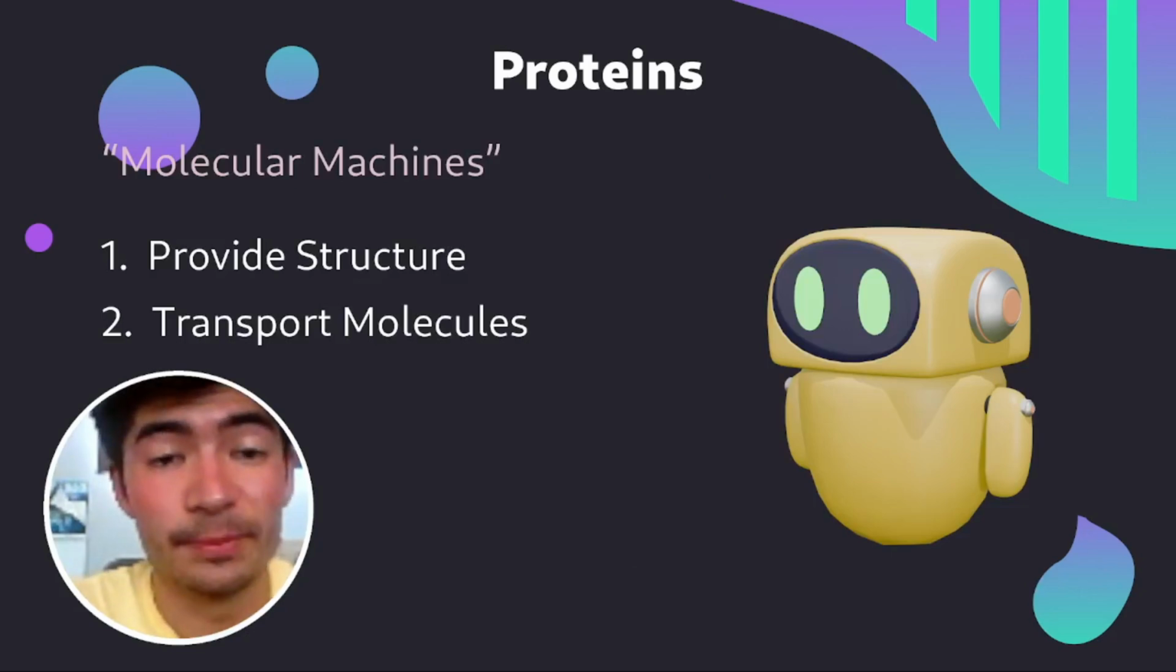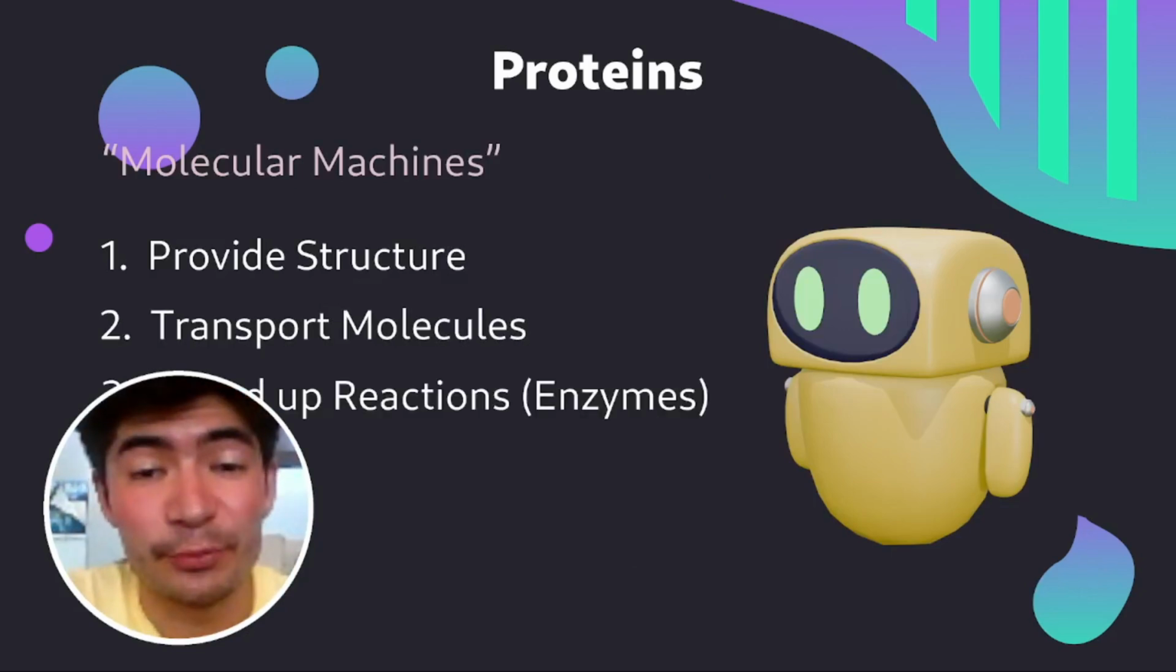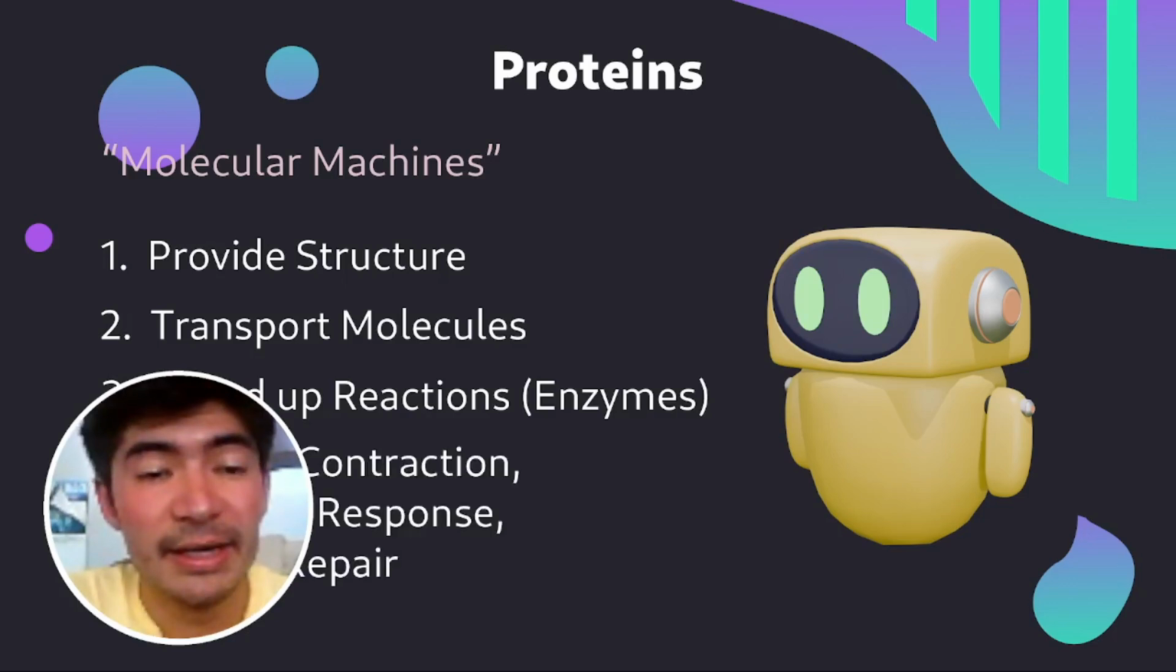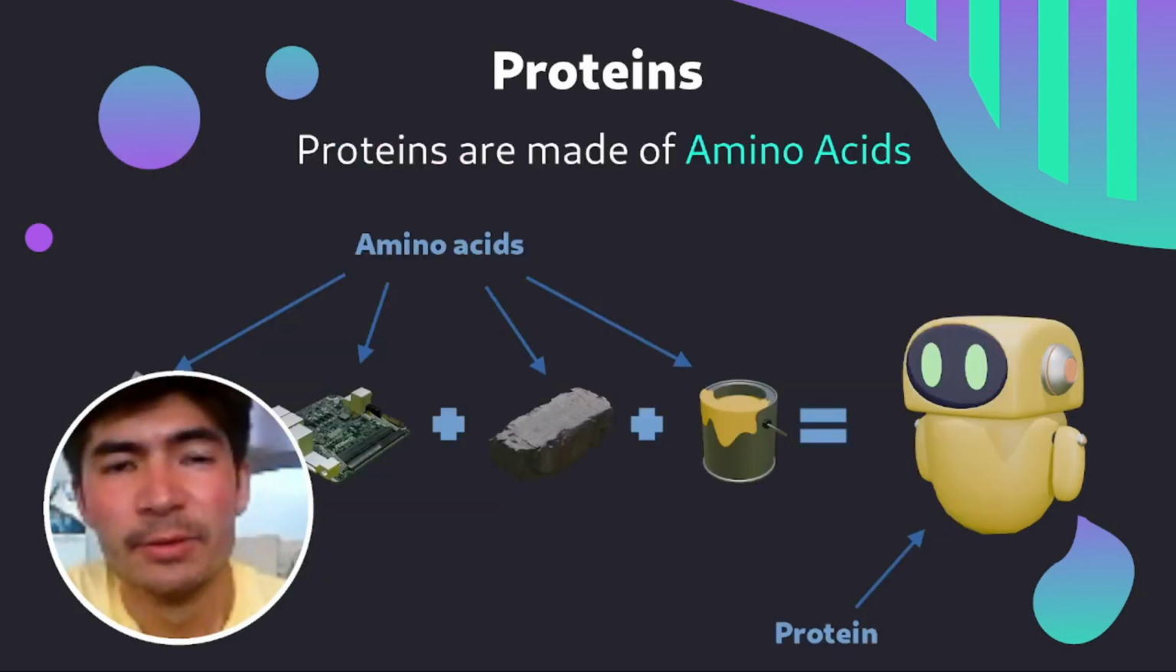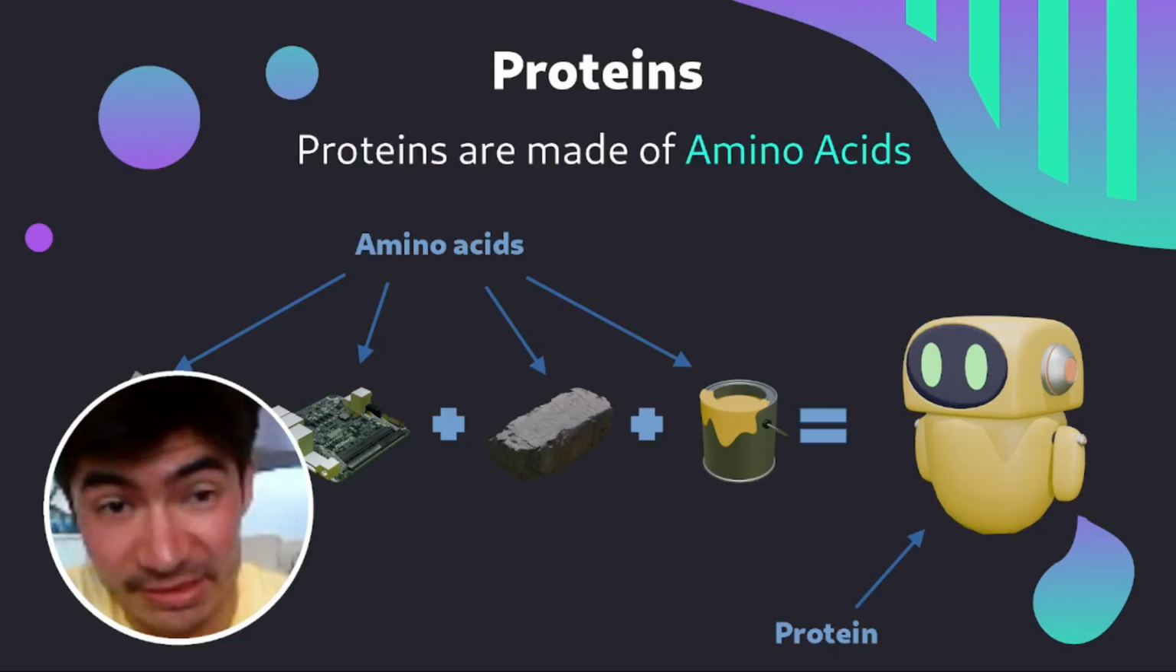They transport molecules. They speed up reactions. In this case, they're called enzymes. And they also are involved in muscle contraction, immune response, and tissue repair. Proteins are made of amino acids.